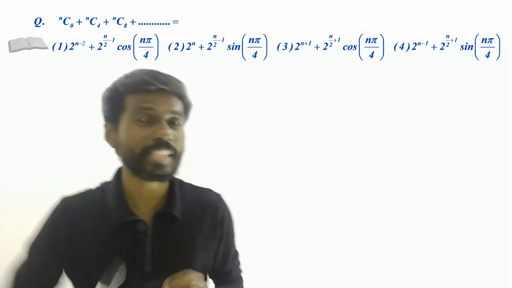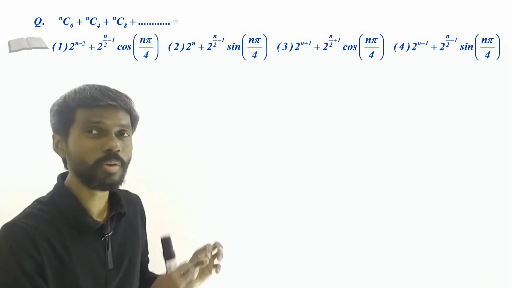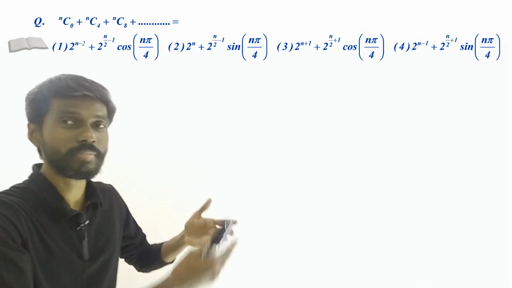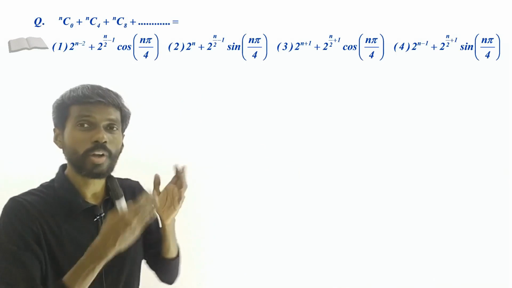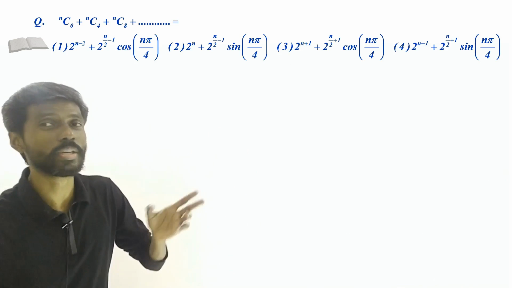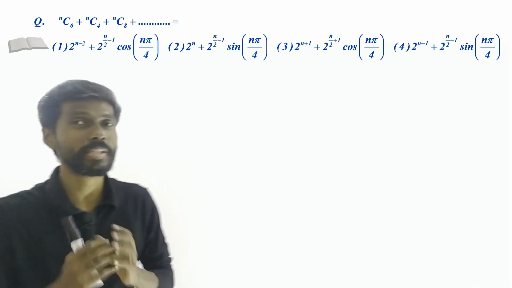Here also we have to find the sum of some binomial coefficients: NC0 plus NC4, NC8, etc. Only every fourth term: 0, 4, 8, etc. So not every second term, which is the alternate term, where we got half of that value. But here every fourth term: NC0 plus NC4 plus NC8, etc.